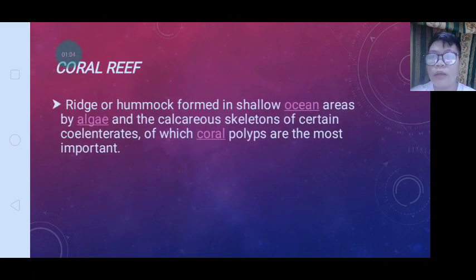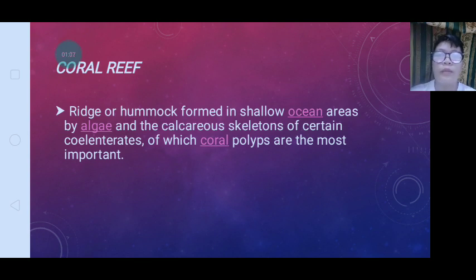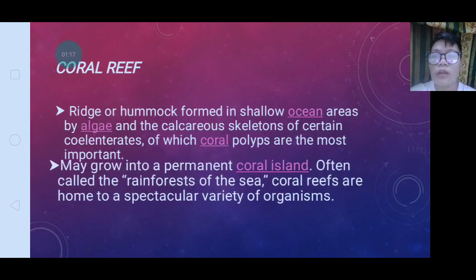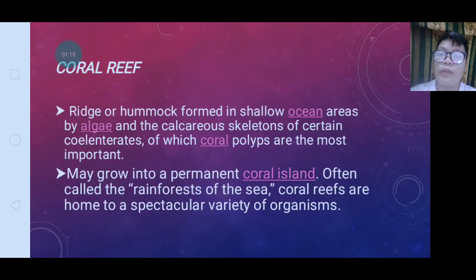A coral reef is a ridge or hammock formed in shallow ocean areas by algae and the calcareous skeletons of certain coelenterates, of which coral polyps are the most important. It may grow into a permanent coral island, often called the rainforest of the sea. Coral reefs are home to a spectacular variety of organisms.